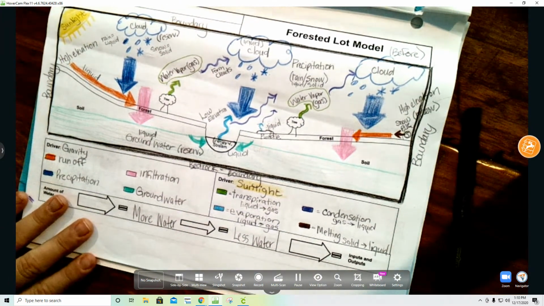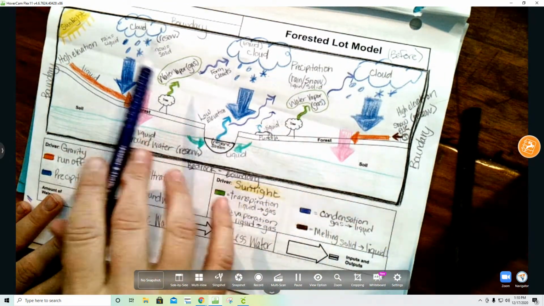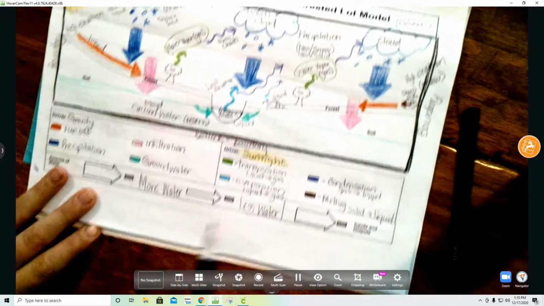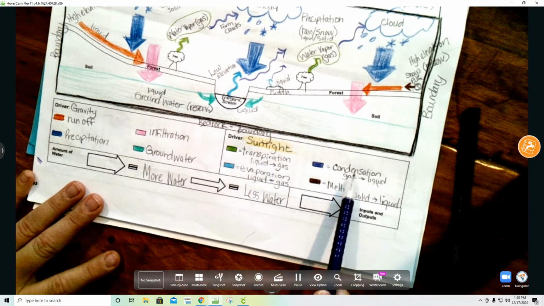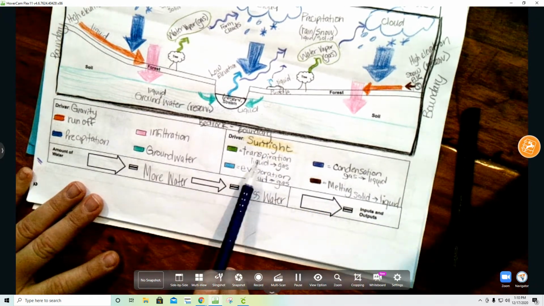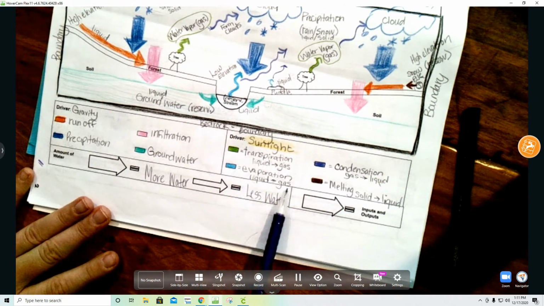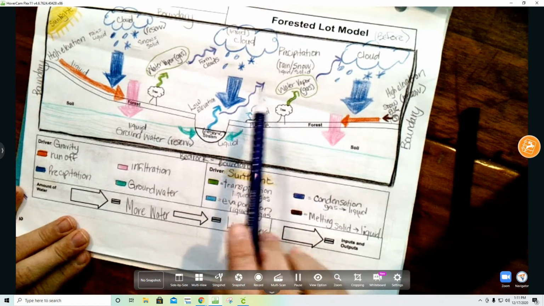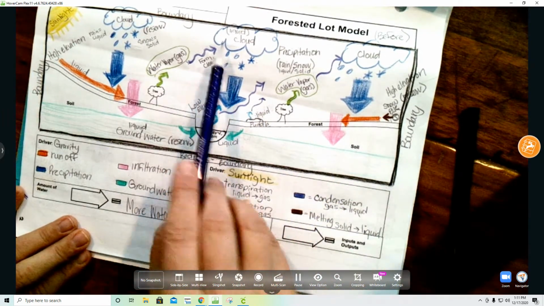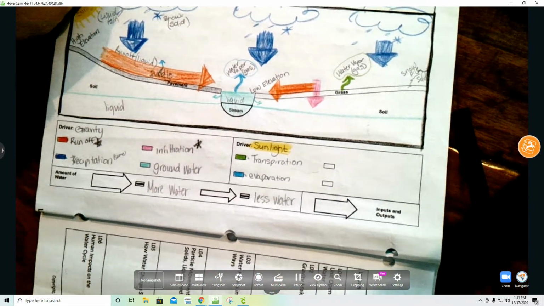All right. What I want you to do now is do this exact same thing to your present day lot model. So add condensation, gas to a liquid, melting, solid to a liquid, add what we just did to transpiration, evaporation, liquid to gas, liquid to gas. Add the arrows in the appropriate colors to your model. Make sure that they are in your present day lot model. Press pause. When you are finished, we're going to move on.